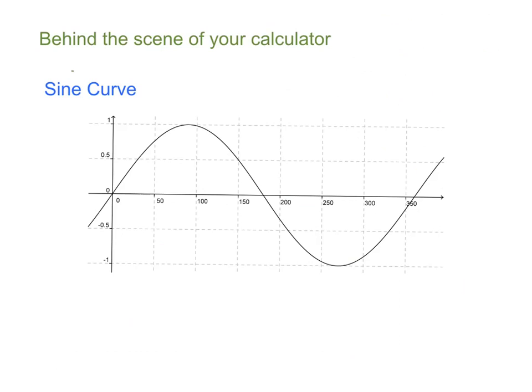Let's have a look at the sine curve. So if we're plugging in any angle, that's a sine ratio, using the two sides opposite over hypotenuse. This is the graph that your calculator has inside its little brain. So if you want to know what the sine of 0 is, well, the sine of 0 is 0. Let's say, what is the sine of 90? The sine of 90 is 1. What is the sine of 180? 0. What is the sine of 270? -1. And what is the sine of 360?